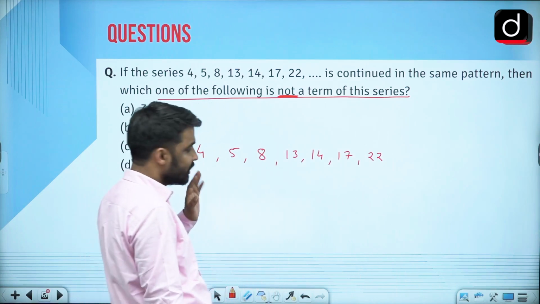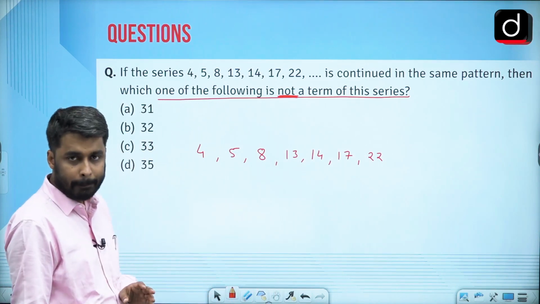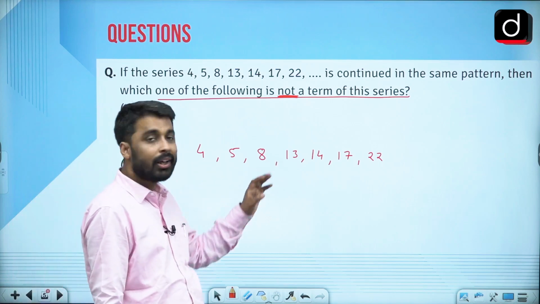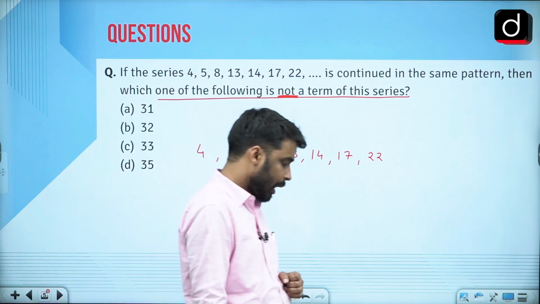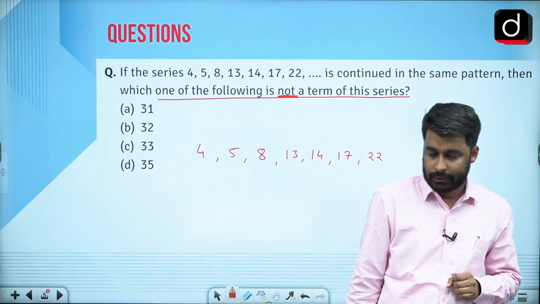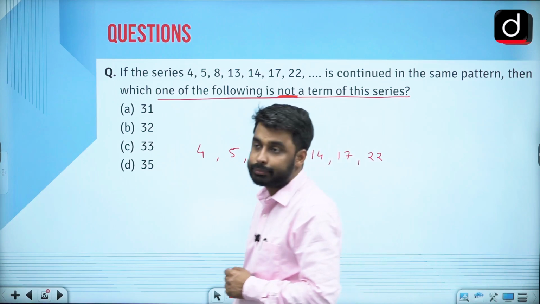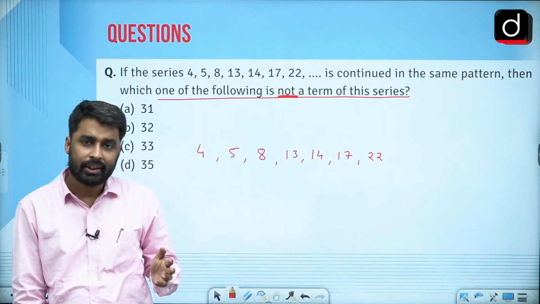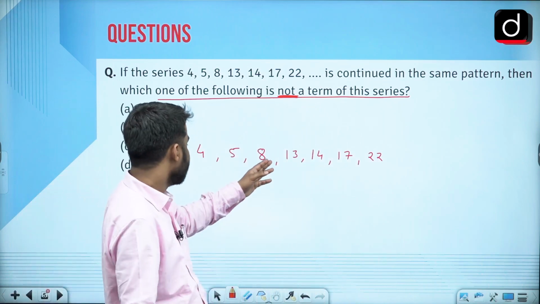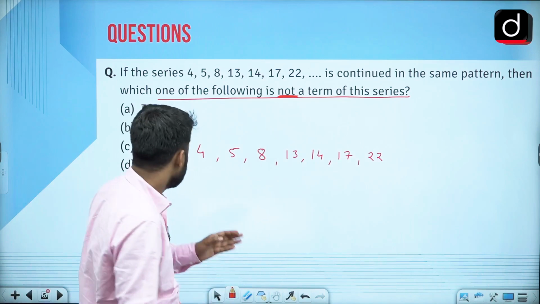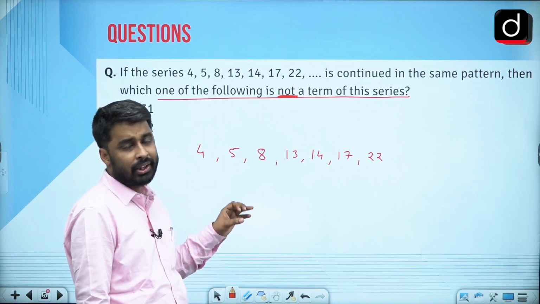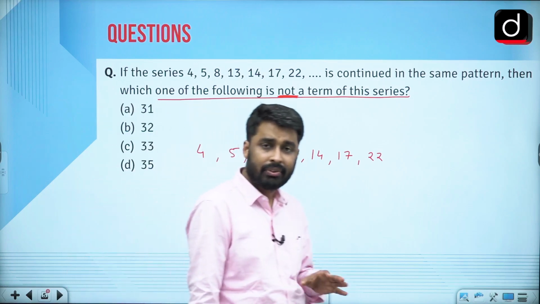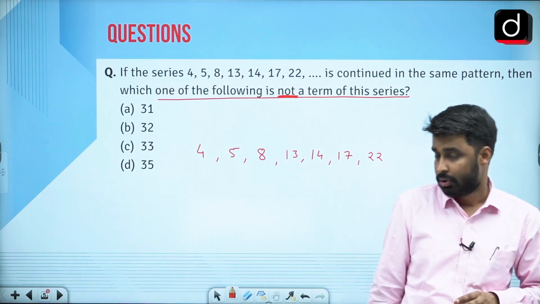But I can see that this is not a prime number series, because not every number is prime: 8 is not prime, 14 is not prime, 22 is not prime. Second, this is not a geometric series, because here 17 is prime, 13 is prime, 5 is prime. You can multiply anything in 4, but you can never reach 5, because 5 is not a multiple of 4.